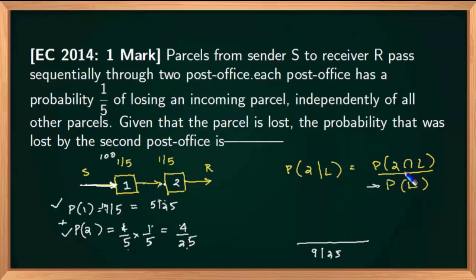Now in the numerator, I have to find the simultaneous occurrence that I have lost it, and I have lost it from post office 2. When I say I have lost it from post office 2, it already implies that I have lost it, so I need not consider that. All I have to see is that I have lost it from post office 2, so it is 4/25. My numerator will be 4/25, so my answer must be 4/9. So 4/9 is the probability with which the parcel will be lost by the second post office, given that the parcel is lost.